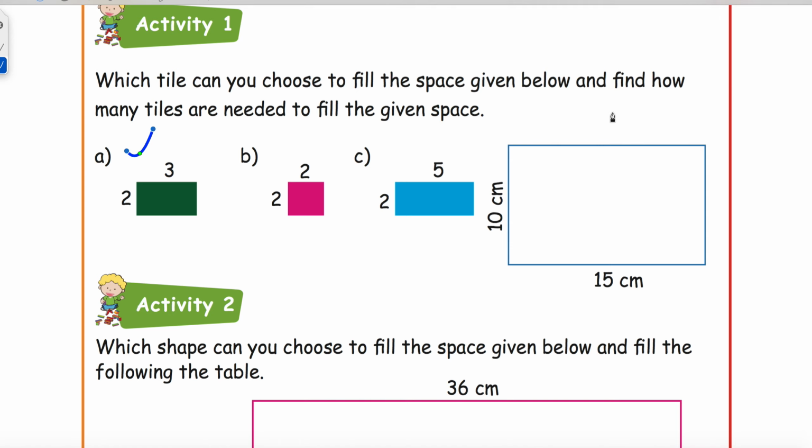In order to fill the space completely, you need to choose this one only. You can place this kind of thing. 150 divided by 6, how much? 6 2s are 12, 5, 25. So 25 tiles are needed.